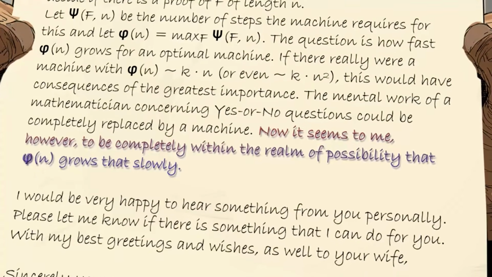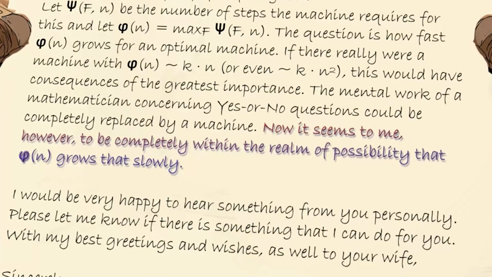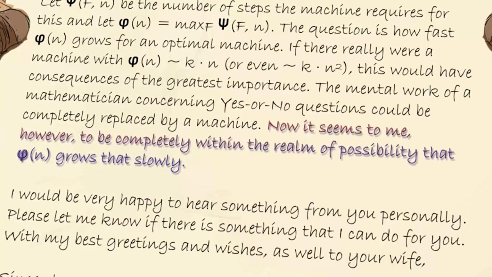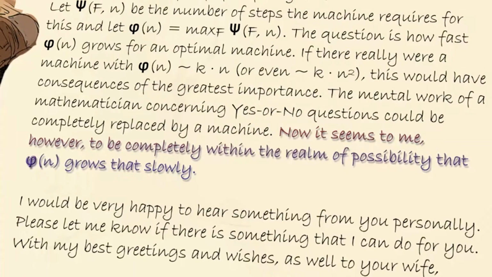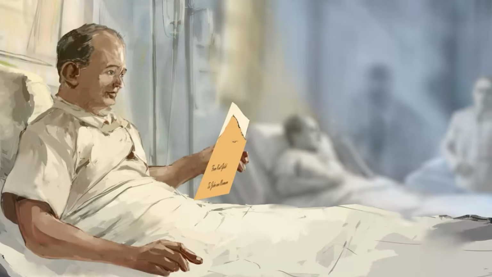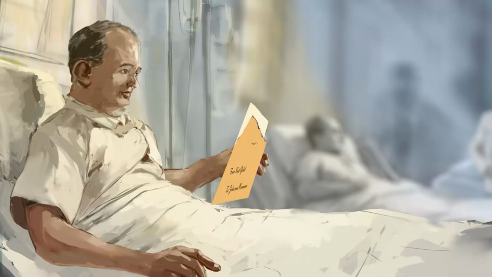Now, of course, Gödel did not know how to construct his hypothetical efficient automated proof machine. He just imagined that it might be possible. It's amazing that he was even thinking about this question. At the time, physical computers were still in their infancy, and yet he was already pondering what the ultimate limits of computation might be. Gödel unfortunately never heard back from von Neumann.